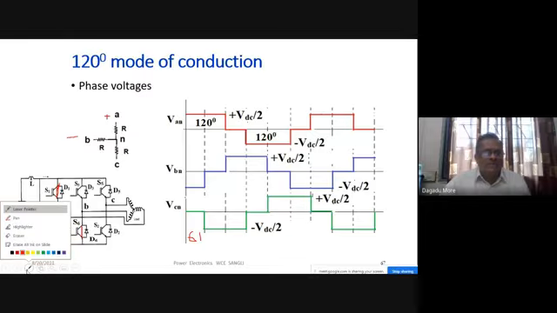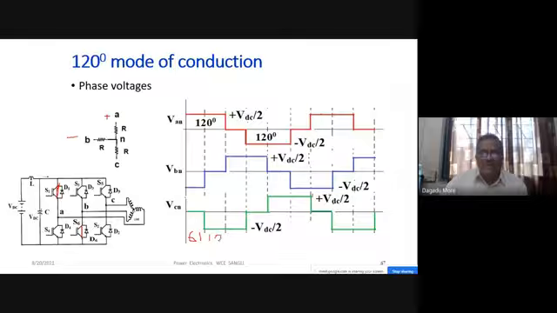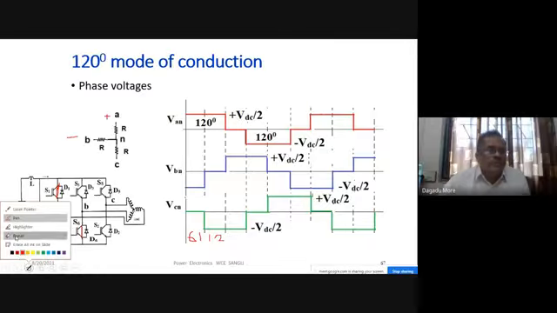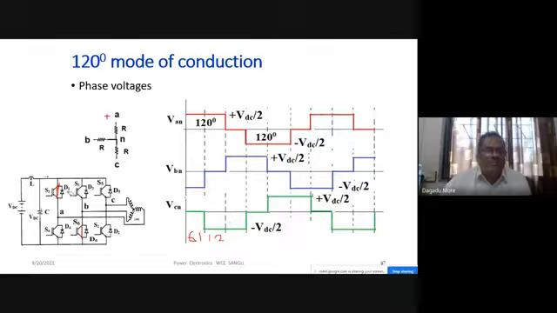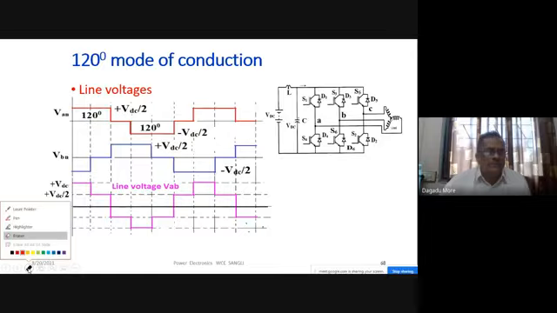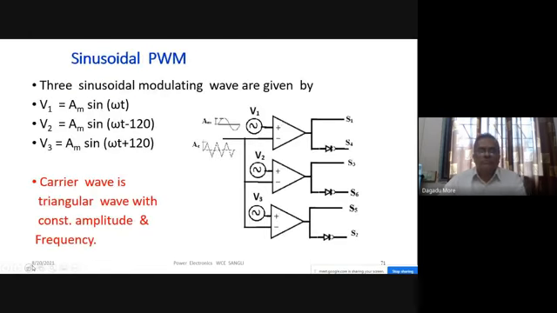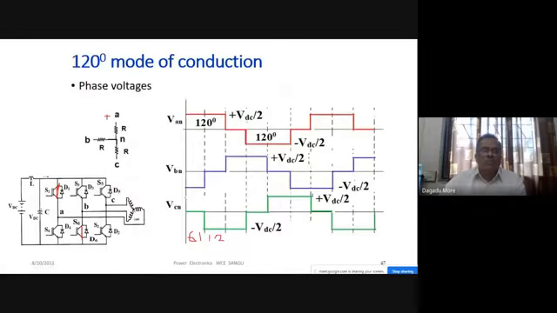Which devices will be on next? Each device is on for a period of 180, sorry, 120 degrees, so the next devices conducting will be 1 and 2. 1 is on means A is connected to positive. 2 is on means C is connected to negative.